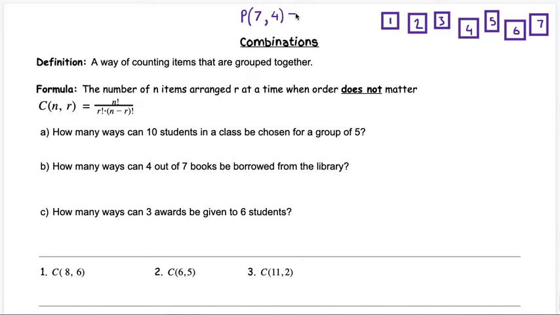So here's our formula for that: 7 factorial divided by 7 minus 4 factorial. That's the formula for calculating a permutation. The first time that we arrange these paintings on the wall, maybe we take 1, 3, 4, and 5.